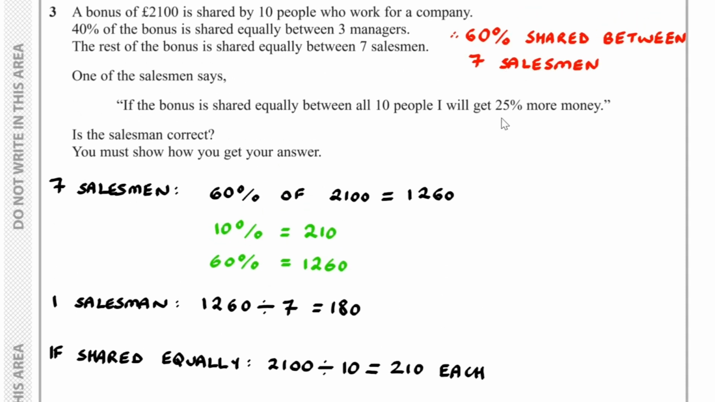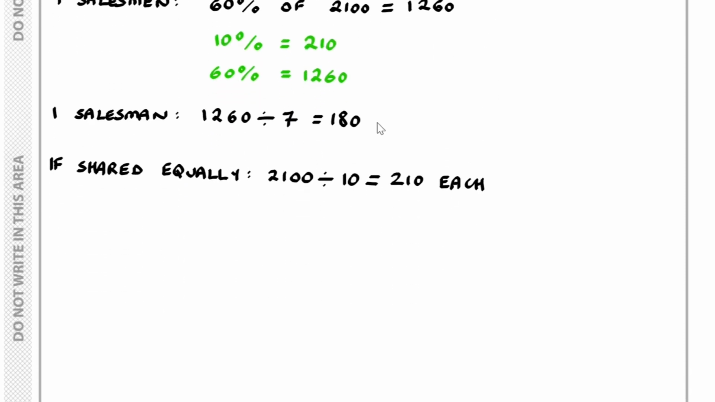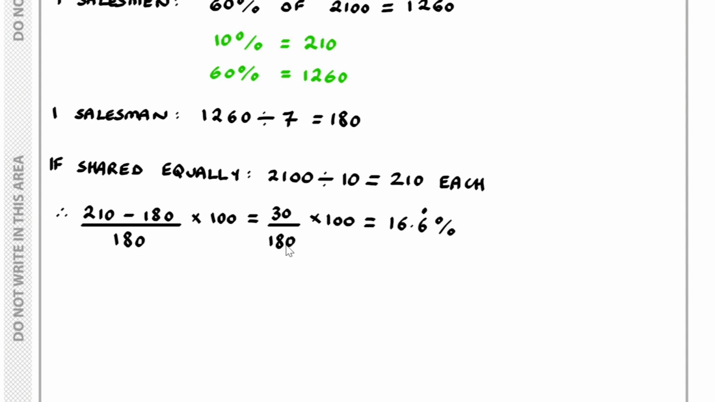And we're checking if that equals 25%. So, the percentage increase, 210 minus 180 over 180 times 100 would be the percentage increase, and if I work this out, we have 30 over 180 times 100, which is 16.6%. So this is the percentage increase, not the 25%, which was claimed, and so therefore, the salesman is incorrect.